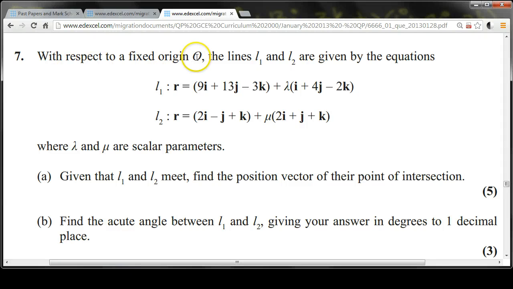With respect to a fixed origin O, the lines L1 and L2 are given by the equations here and here, where lambda and mu are scalar parameters. Given that L1 and L2 meet, find the position vector of their point of intersection. Find the acute angle between L1 and L2, giving your answer in degrees to 1 decimal place.